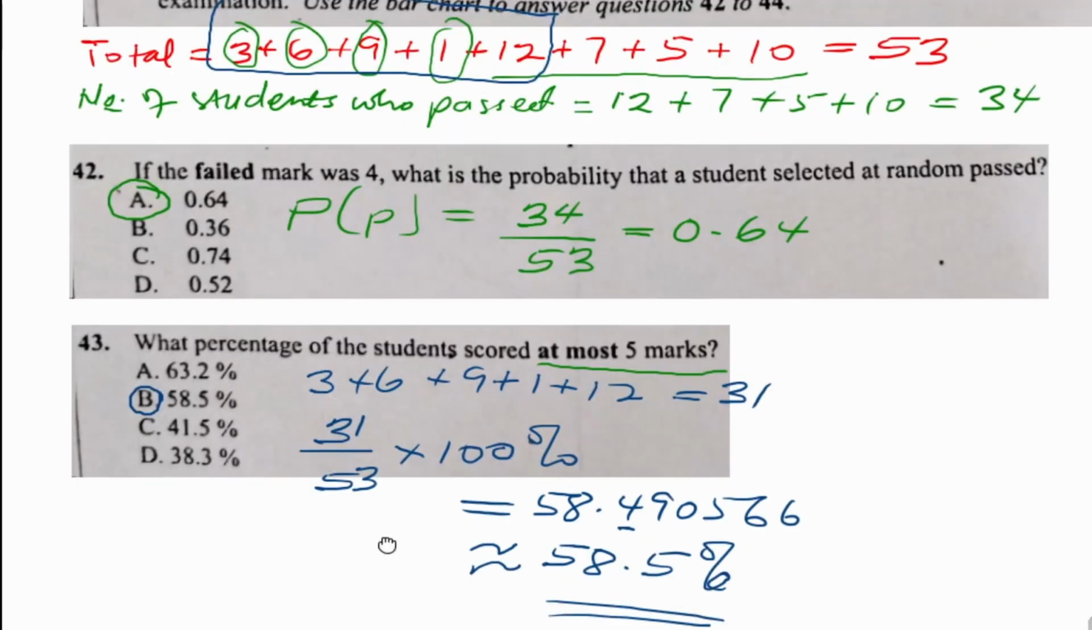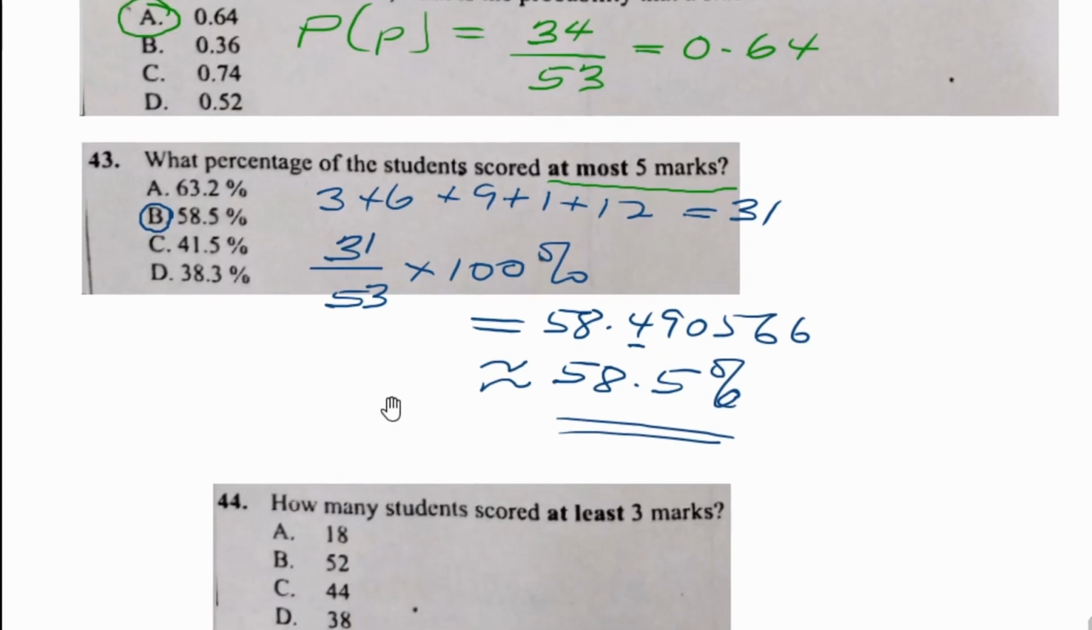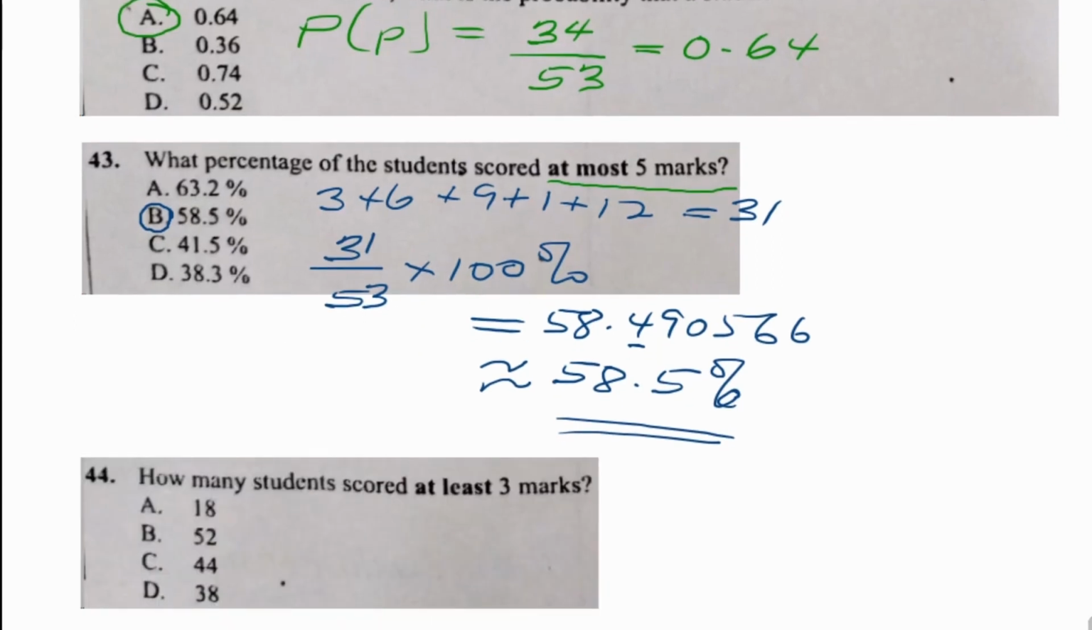Alright. Now let's take question 44, which is the last of this study. And it said, how many students scored at least 3 marks? At least 3 marks means 3 marks or more, or 3 marks and greater. From 3 marks upwards, or anyhow we want to describe it, it means that the least mark should be 3 and all the rest above 3. How many students scored that?